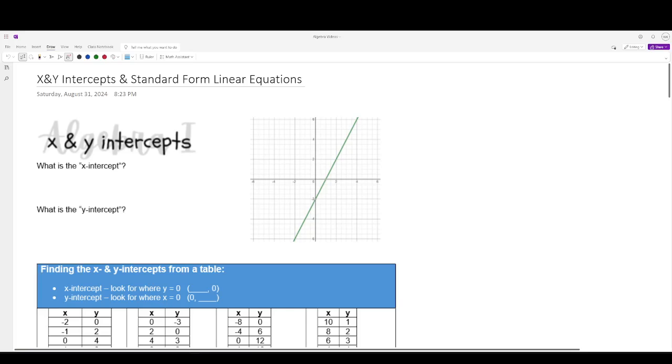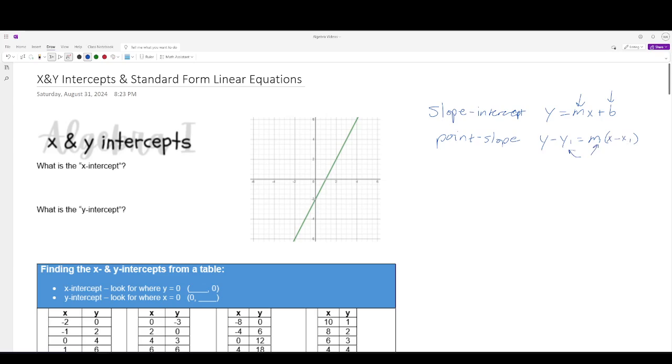All right, to recap, we have two forms of linear equations that we've learned about now. We have slope-intercept, which has a wonderful descriptive name because it's all about the slope and the y-intercept. We have point-slope form. Point-slope form is a wonderfully descriptive name because it's all about the slope and a point. So we have our slope and we have a point made up of x1, y1.